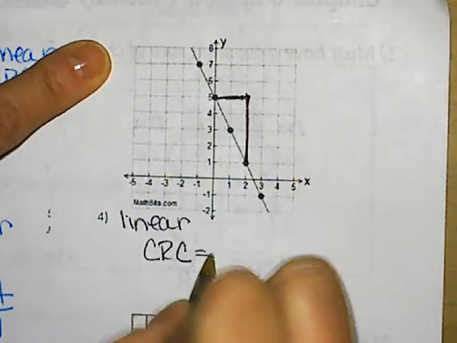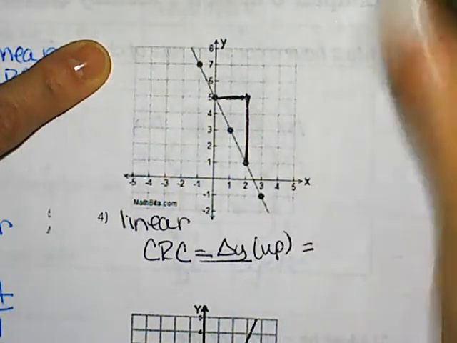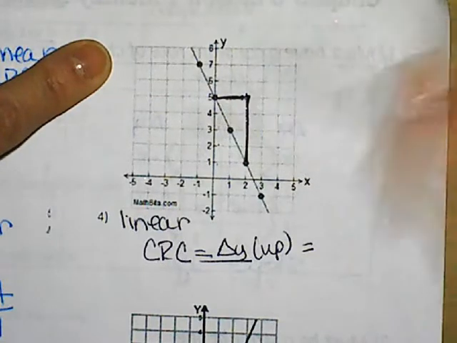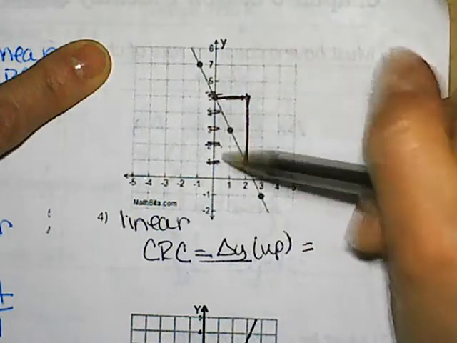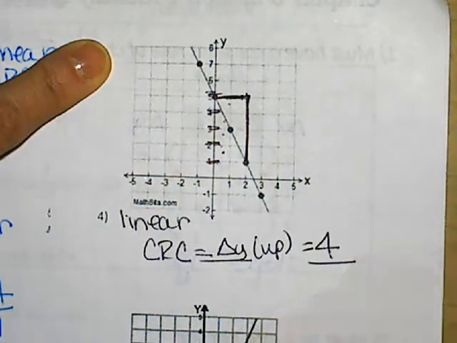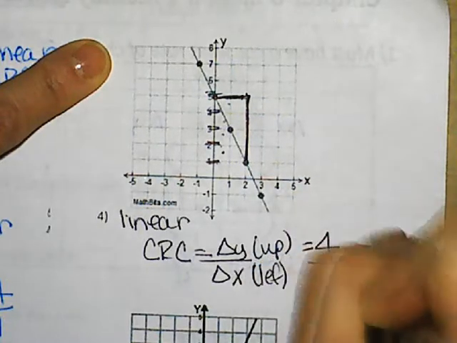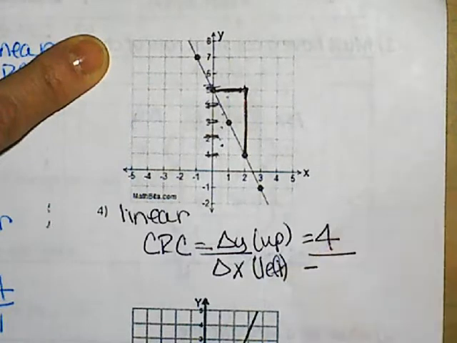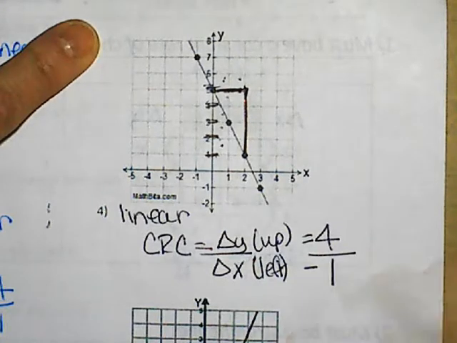Therefore, my constant rate of change is the change in y, which is how many I go up. So it looks like these are counting by 1. So that's going up by 1, 2, 3, 4. Then you want your change in x, which is going left. Therefore, we know it's going to be negative. So those are still counting by 1, so that's 1, 2. Therefore, my constant rate of change is negative 4 over 1.